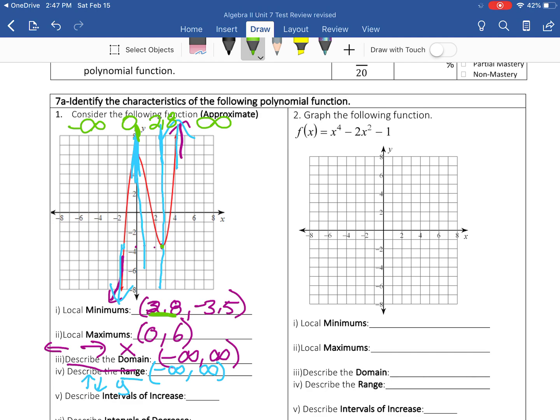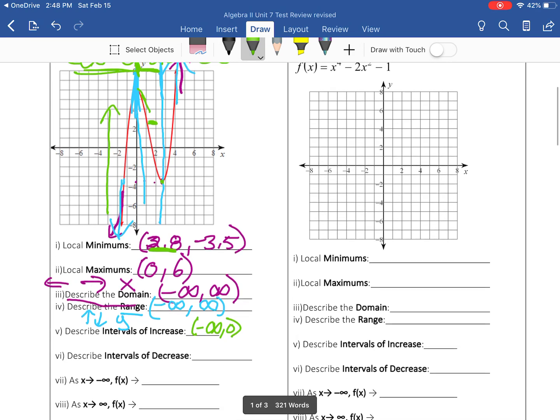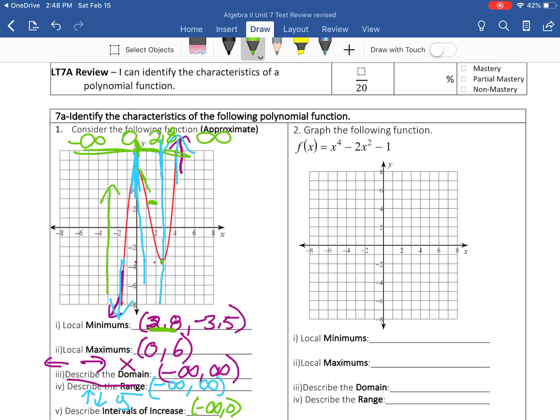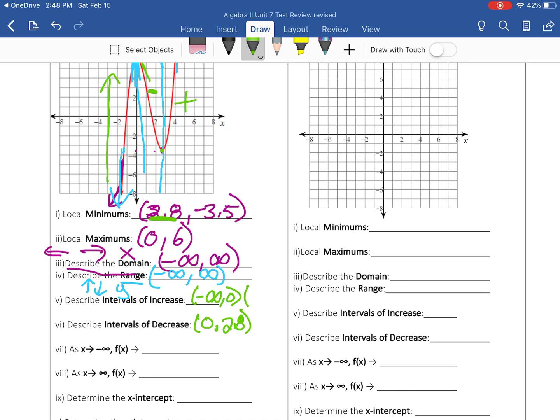So I know that my graph is going up. It's positive. It's going up from -infinity to 0. So for intervals of increasing, from -infinity to 0, it's increasing. And then from 0 to 2.8, my graph is headed down. It's negative. It's decreasing. My y values are decreasing, so I'm going to put that in here. And from 2.8 on, my graph is going up again. It is increasing. So 2.8 to infinity, it is increasing.